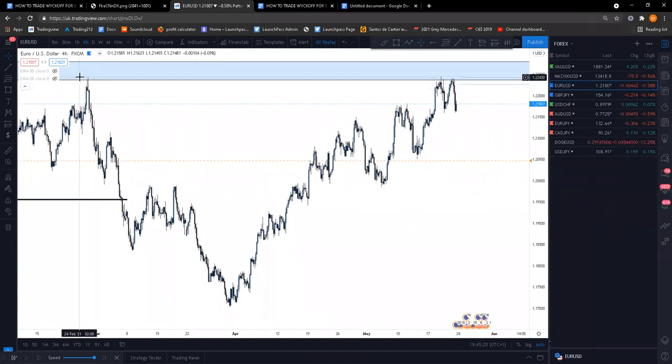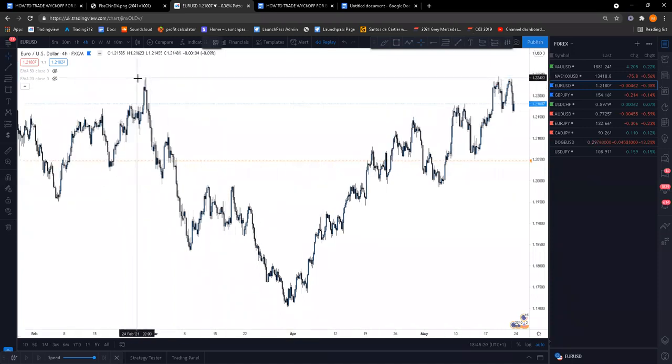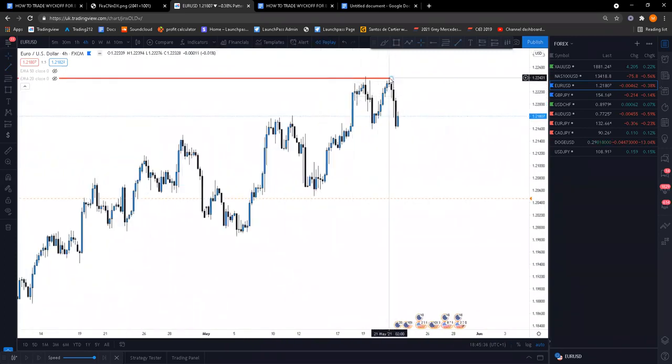You could argue that Euro USD just formed massive equal highs. So here we go, massive equal highs up here, right? So Euro USD looks to me like it's going to liquidate the equal highs that it just formed, right? So those are the equal highs that I'm talking about.